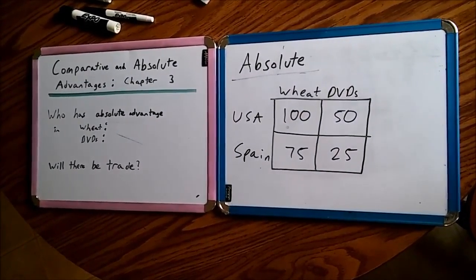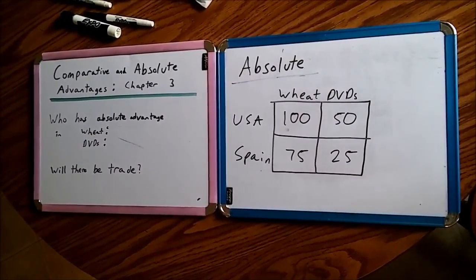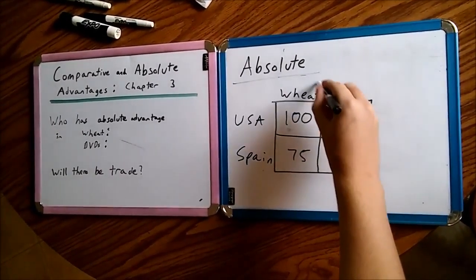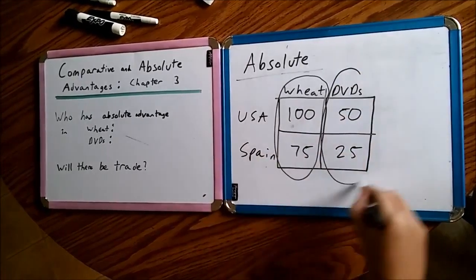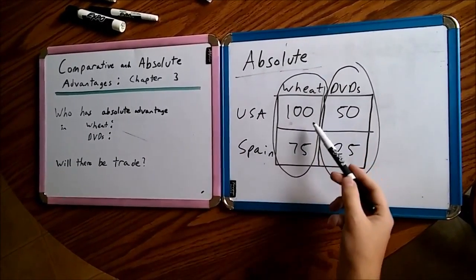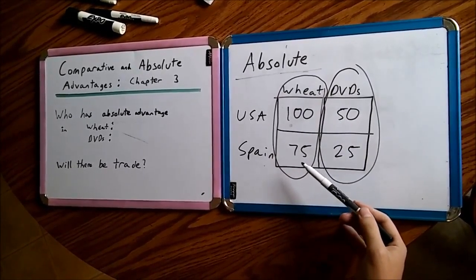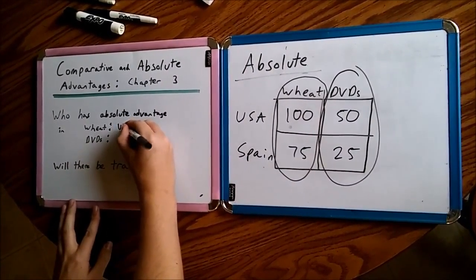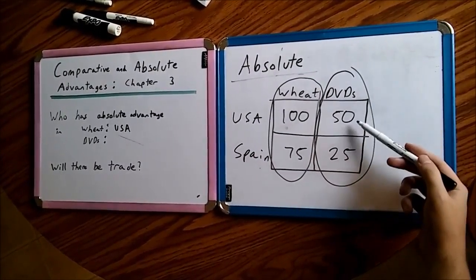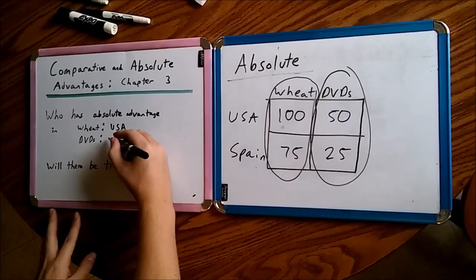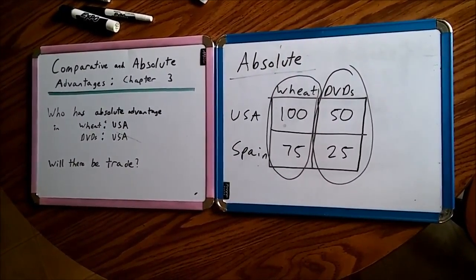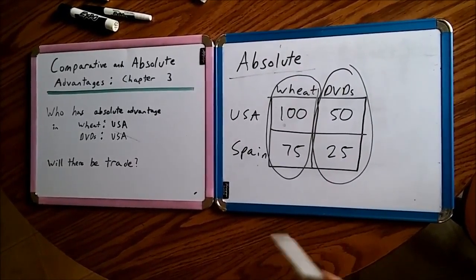When using absolute advantage, we're going to look at just the sheer number of what each country could produce. So we're just looking at the columns, saying in wheat, the US has absolute advantage because 100 is greater than 75. The US also has absolute advantage in DVDs because 50 is greater than 25. Since the US has absolute advantage in both goods, there's no reason to trade.